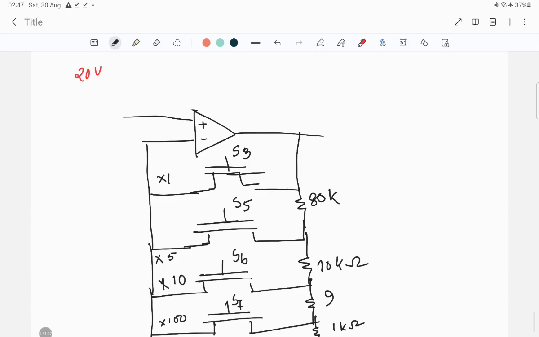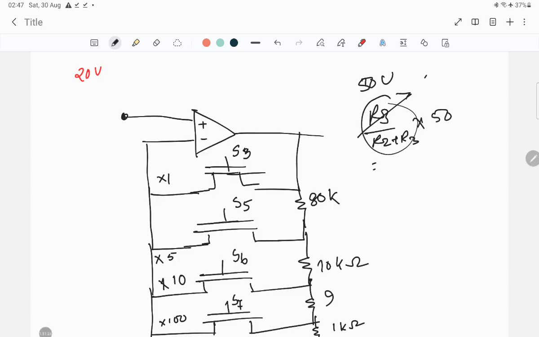Now for 50 volt, if your input signal is 50 volt, then what you will get over here is R3 by R2 plus R3 into 50. This ratio is nothing but 1 by 100. So you will get 0.5 volt. So what should the gain factor be? It should be 2. Okay, the gain factor should be 2.